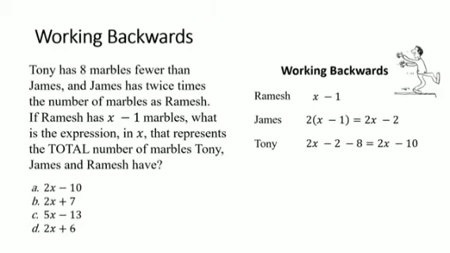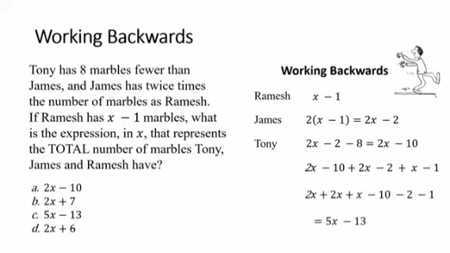Now we have Ramesh's, James' and Tony's marbles. We can sum all three to have the total number of marbles. That is 2x minus 10 plus 2x minus 2 plus x minus 1. When we group the terms that are alike, we will have this. And when this is simplified, we have this. Our answer therefore is C.